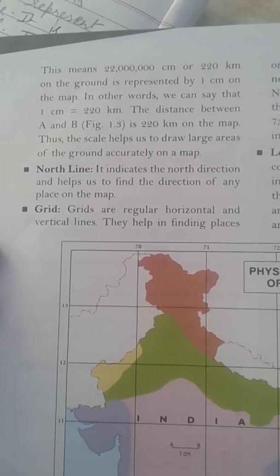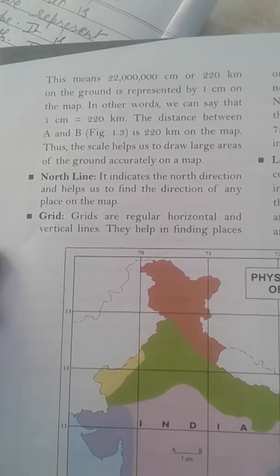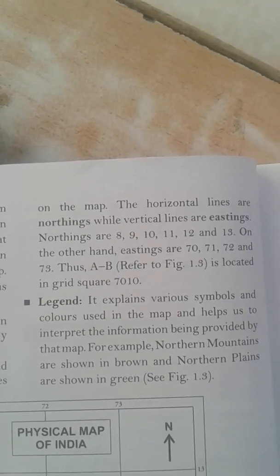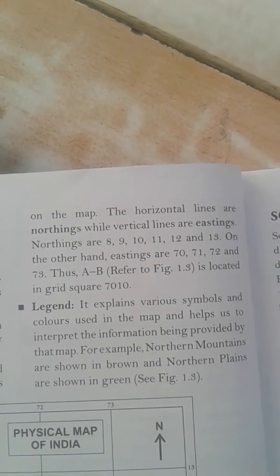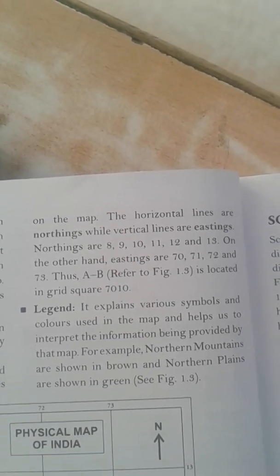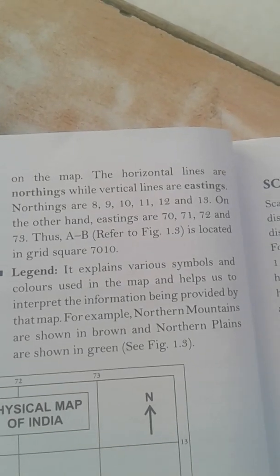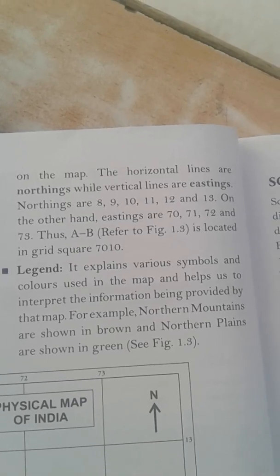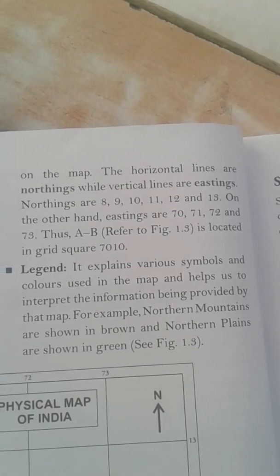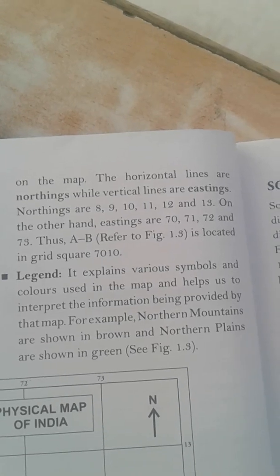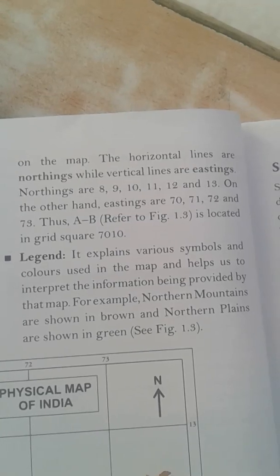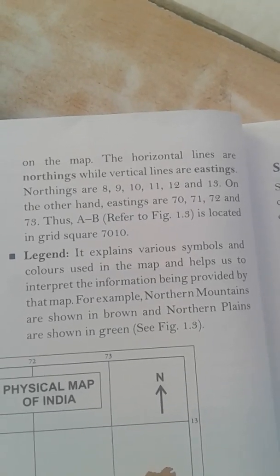They are both horizontal and vertical lines. They help us in finding the direction of the places on the map. Horizontal lines are called northings while vertical lines are called eastings. Legends. They give us the information provided on the map and also explain the various signs, symbols and colors used in the map. For example, northern mountains are shown in brown and northern plains are shown in green.